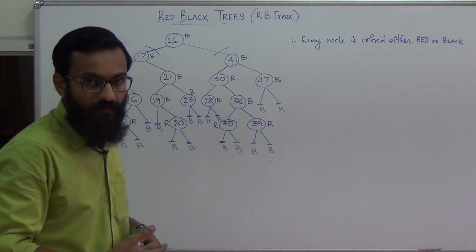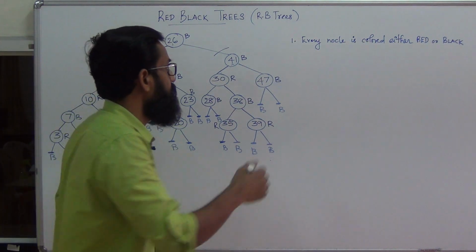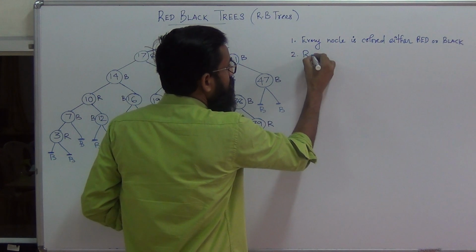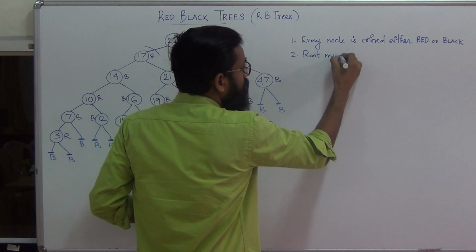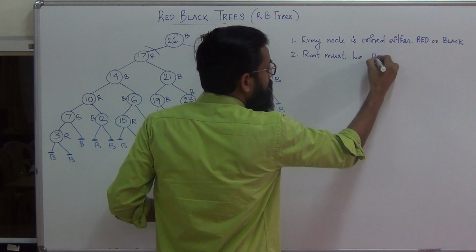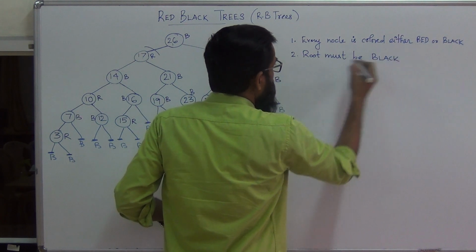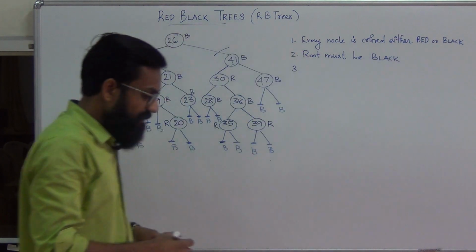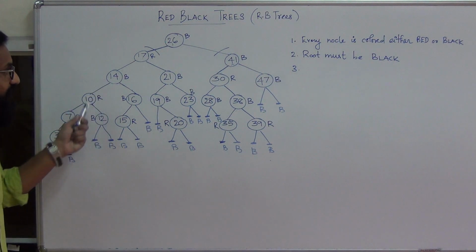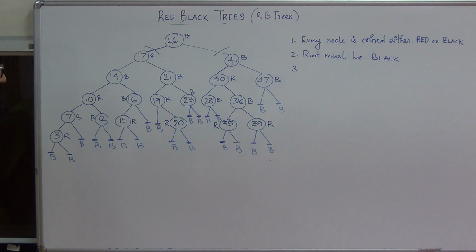Now, if you consider the root node, it is black. That is the second property. The root must be black in color.